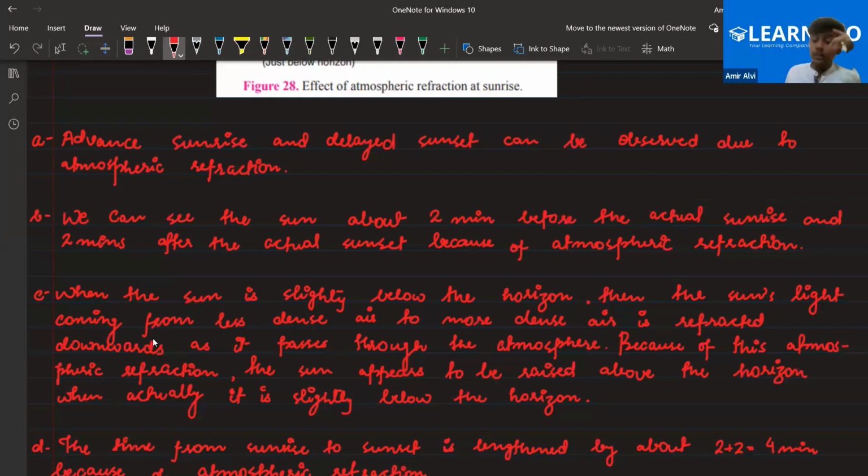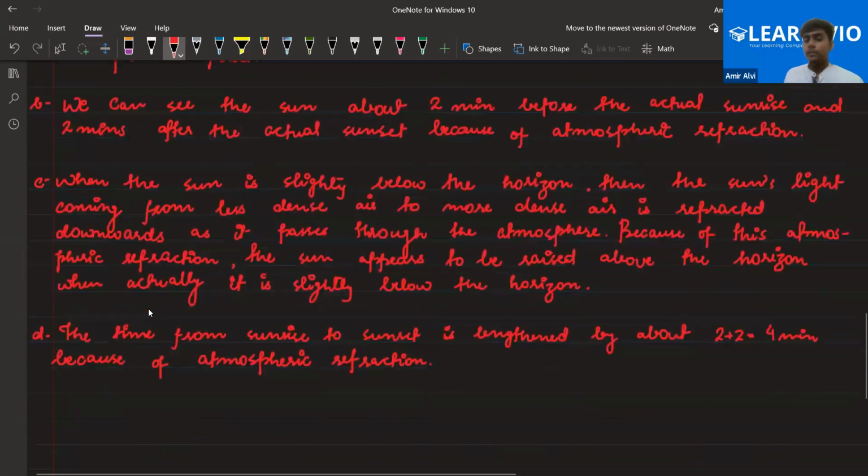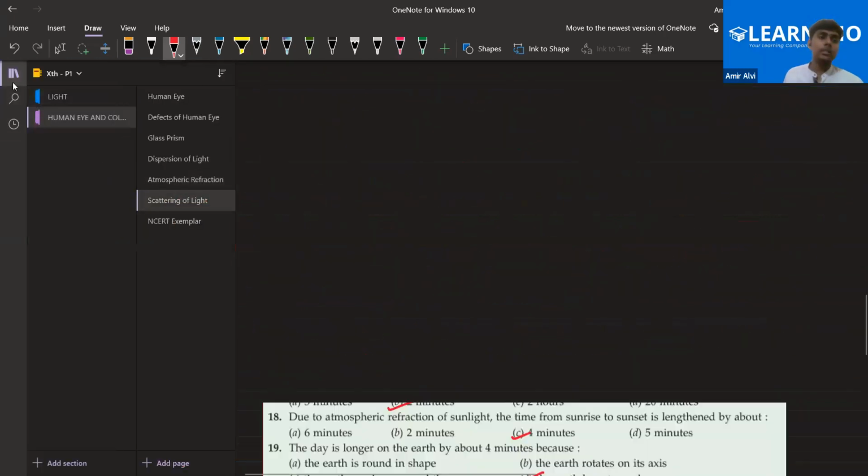Okay, so this is definitely a 1 marker. They will ask you what is the duration that is added to the total day due to atmospheric refraction. That is 4 minutes. Okay, sure, that's great. Next, the last topic is scattering of light.